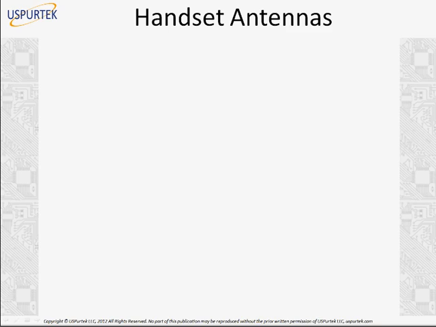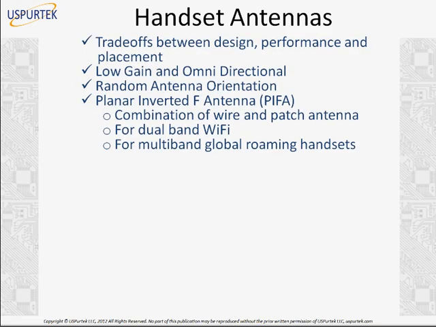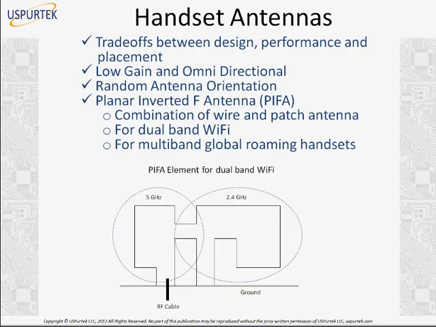So handset antennas are a different story altogether because handsets present unique challenges. You often have to make a trade-off between the design performance you expect from the antenna in a handset and its placement. A handset is full of many other peripherals too. You have the wireless circuitry, the screen and the keyboard, and all this is packed in a very small space. So where do you find space for the antenna?